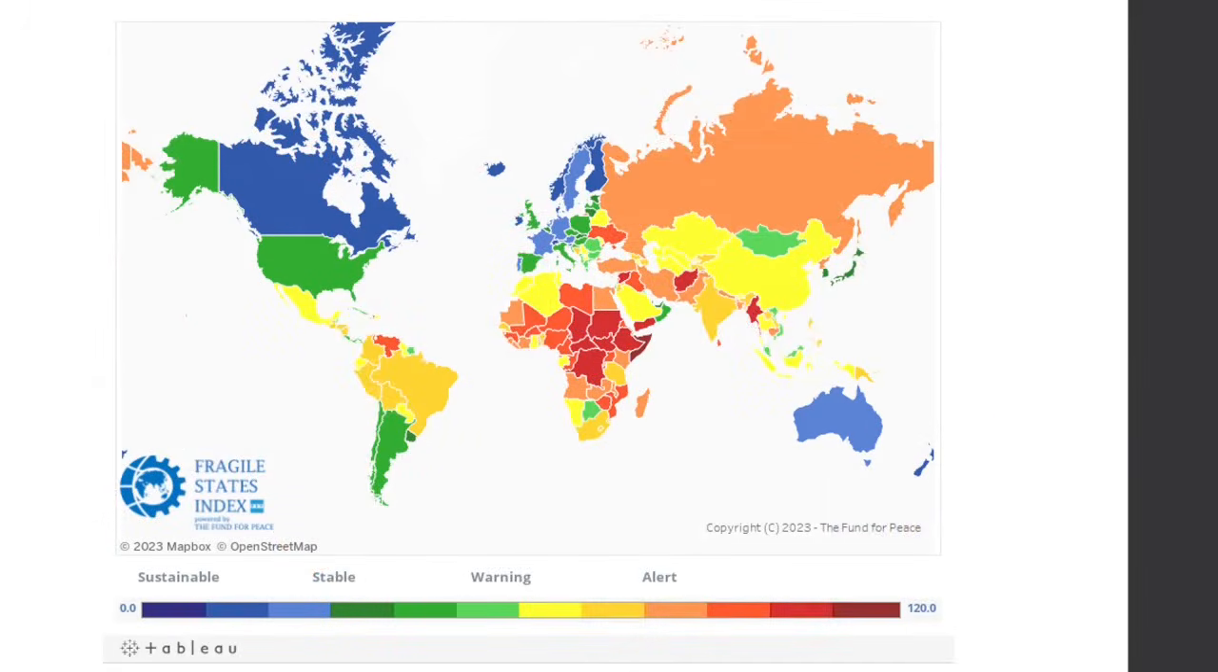Okay, so this is the Fragile States Index. This is also called the Failed States Index. And a failed state is essentially where the government cannot respond to the needs of the people. They cannot respond to maybe domestic or international violence. They are a failed state. They're not serving their purpose as a government anymore.